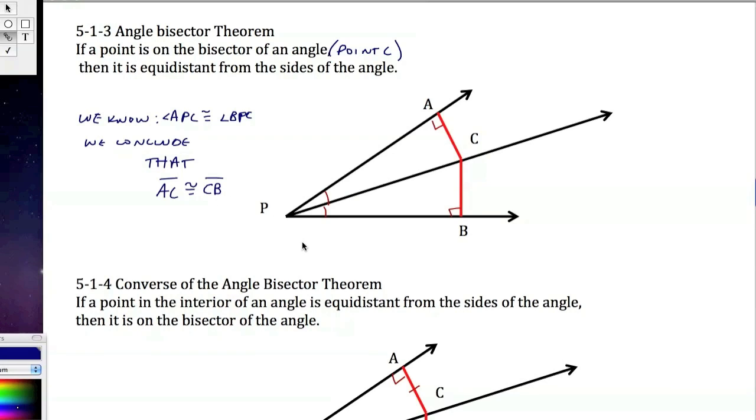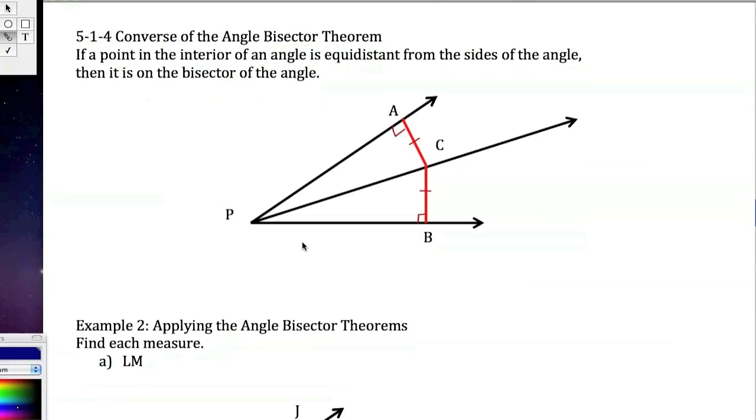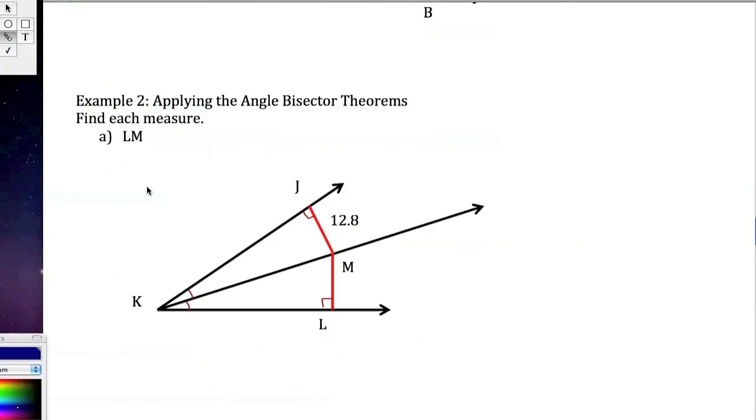The converse of this theorem says something like this. If we know that the point is equidistant from the sides of the angle, so we know that AC is congruent to CB, then we can conclude that these angles must be bisected. So this must be true. So angle APC must be congruent to angle BPC. Okay? We can apply these theorems in a couple of examples.